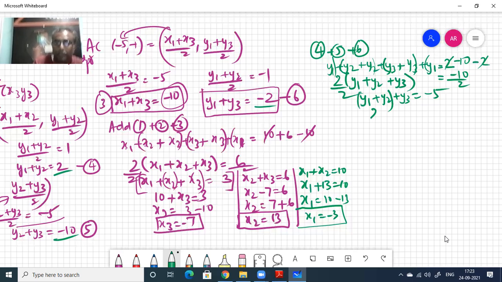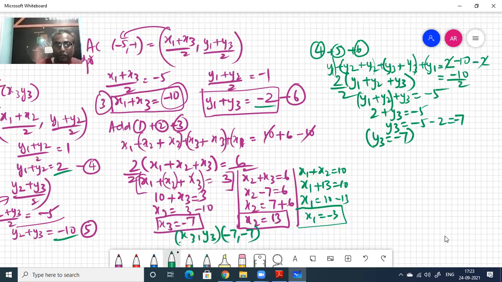So 2 plus y3 is equal to minus 5. y3 is equal to minus 5 minus 2, that is equal to minus 7. So y3 is equal to minus 7. So first one is x3 comma y3 is minus 7 comma minus 7. Okay, you got 1 point now.